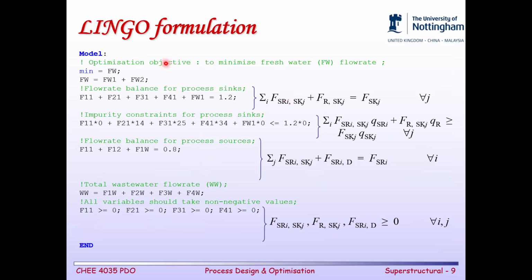Okay. So obviously we have the objective function, which is to minimize the freshwater flow rate. We have the flow rate balance, and also the sink balance, and the quality constraint, and the source balance, and this is the total wastewater flow rate.